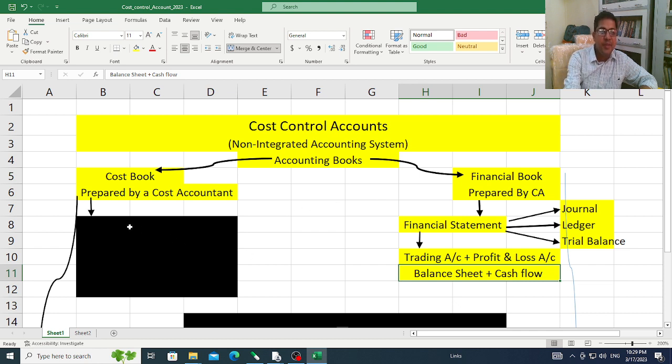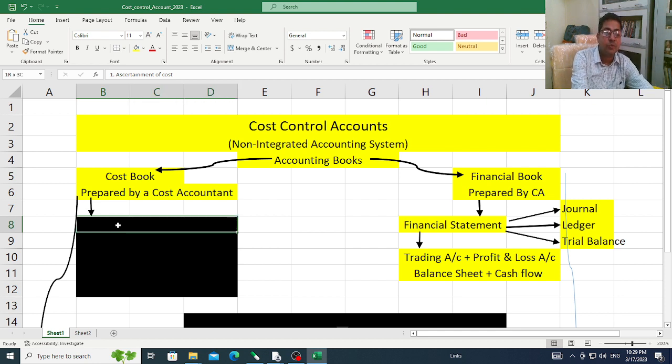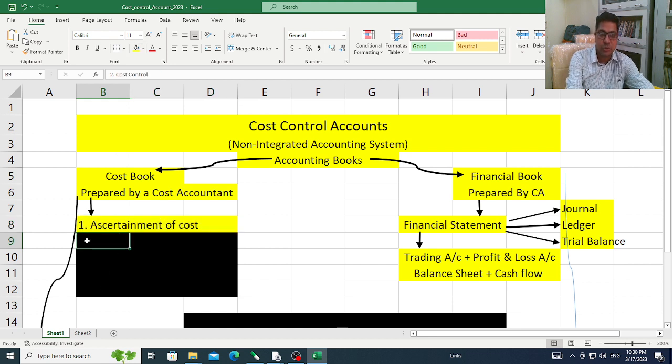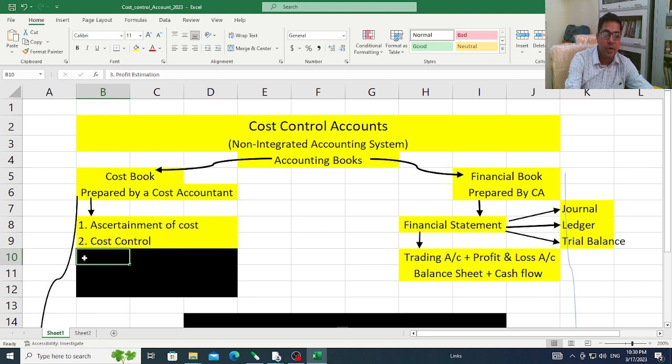And why are they preparing this cost book? Why is it necessary in the company to prepare the cost book? It is essential for ascertainment of the cost, which means they want to find out the cost of the product. Unless and until you know the cost, how can you decide the selling price? So selling price is based on the cost. Again, we have to maintain control on cost. For that purpose, we prepare cost books.